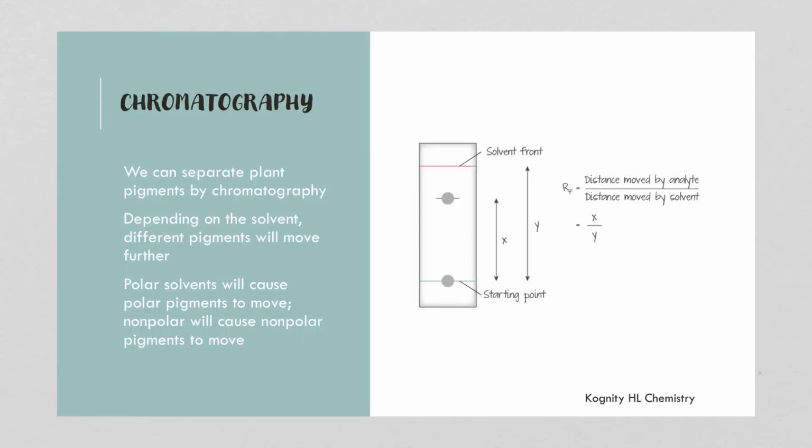And lastly, we can actually separate plant pigments by chromatography, which is what we did do in biology class. So depending on the solvent, different pigments will move further. So polar solvents will make polar pigments move further. Non-polar solvents would cause non-polar pigments to move further.